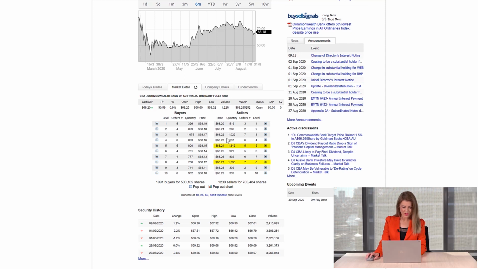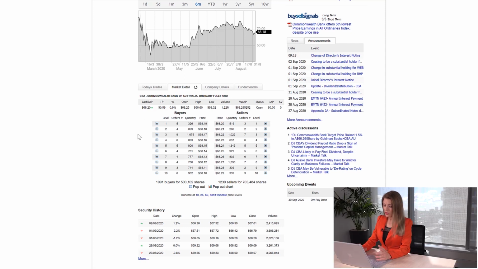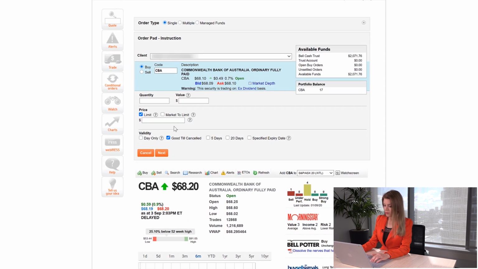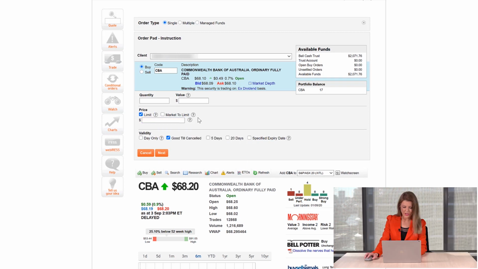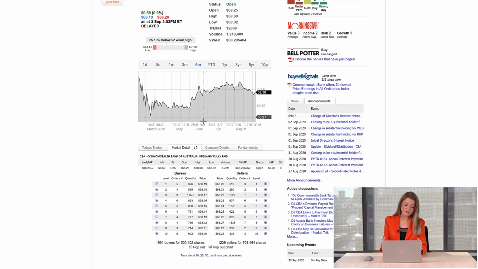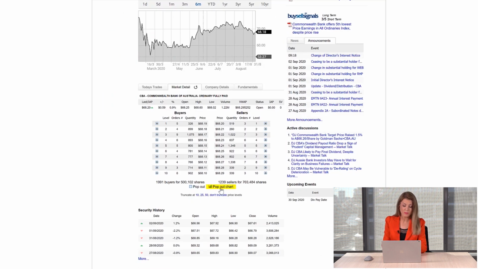So I can see there are more sell orders here at this price level, and looking at the buy orders, I can see the most buys are around this price here. The highest buy price becomes the bid, and the lowest sell price is the ask. So if it's a volatile stock and I wanted to buy it today, I could buy it on the market right now by selecting market to limit, or I can enter a buy order using a limit where I see the most support. Alternatively, if you wanted another different visual display, you could look at the market depth pop-out chart.